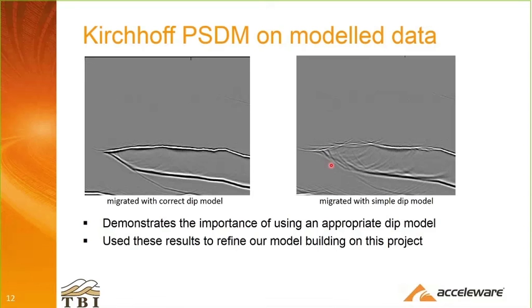That's maybe fairly obvious. We also added some noise to our model data before we migrated, and it was very difficult then to see how far this reflector came over to this side. So I think this demonstrates the importance of using an appropriate dip model, and we were able to use these results to refine our model building process on this project.